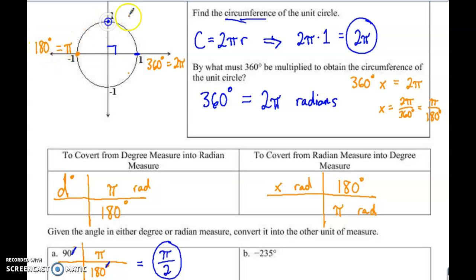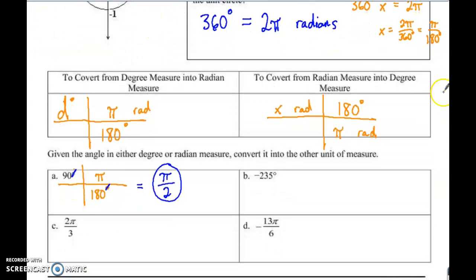So what does that mean for up here, the measure in radians? It needs to be half of pi. So it's pi over 2. And as we get more practice, you'll be more fluent in this down the road. So same thing with the next one. 180 degrees on bottom, pi radians on top.